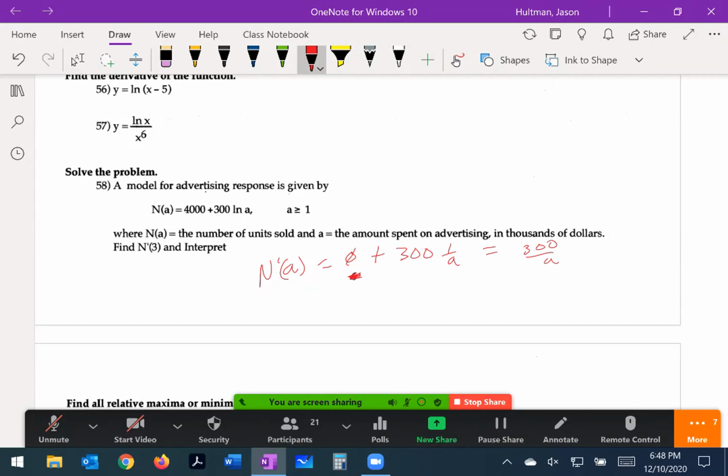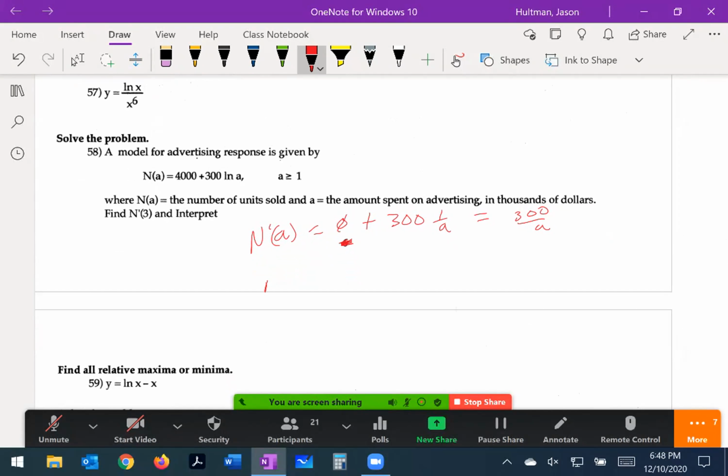N of A is the number of units sold, and A is the amount spent on advertising, in thousands of dollars. So N prime of 3 is equal to 300 over 3, which is 100.